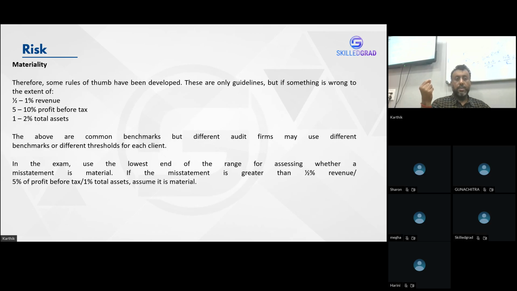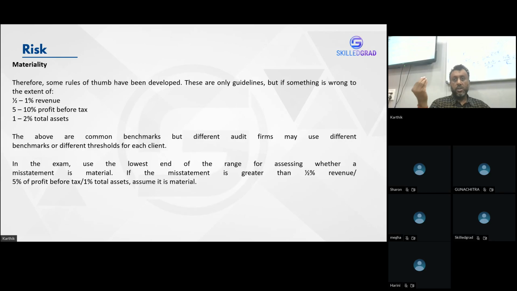For example, if the company's total revenue shown in the balance sheet and P&L is 1,000 crores, and by your audit you have found that the revenue should actually be 998 crores, it's only a 2 crore difference. 2 crores is less than a 0.5% difference. So you might say, okay, I leave it.